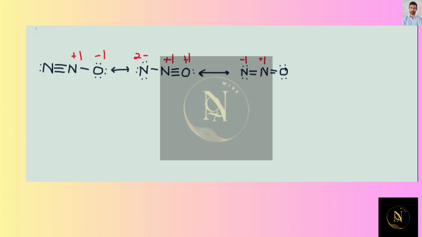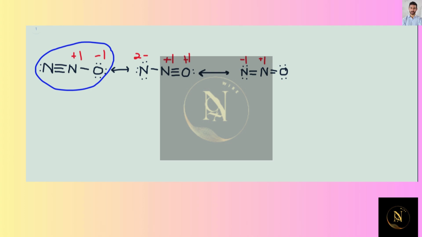So the one that's going to be the most important is the one where the more electronegative element has the minus charge, and that's going to be the oxygen. So this one is going to be the most important one. And the predominant resonance structure always has the electropositive element having a positive charge, and the electronegative element has a negative charge.